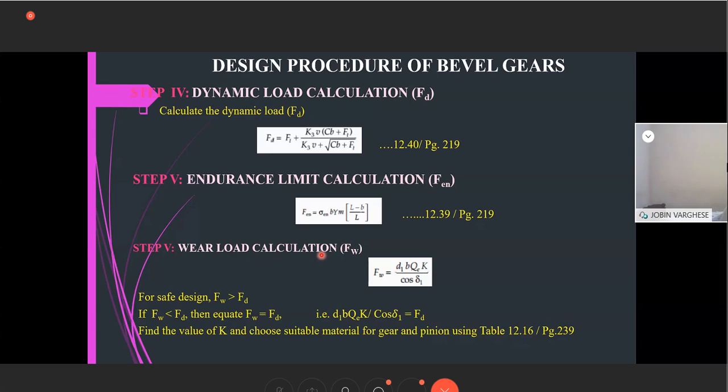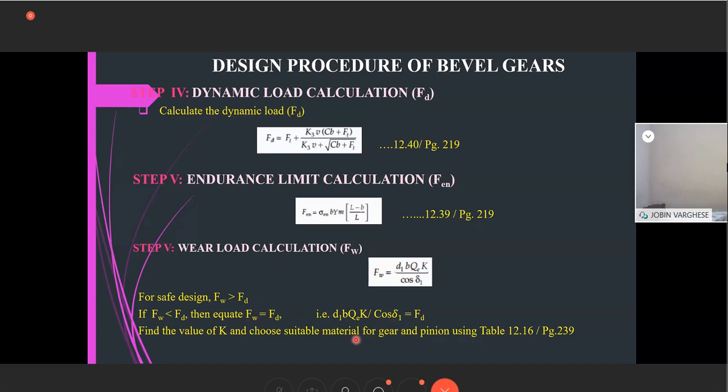So what is the safest load that we can apply so that the wear does not occur? That is FW. This is the equation. Now we have to find out the value of K and find the suitable material for gear and pinion using table 12.16, page 239.